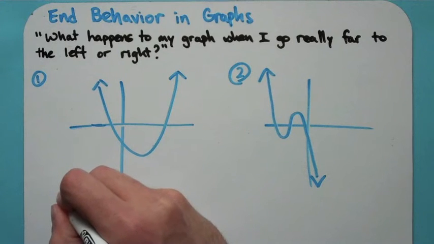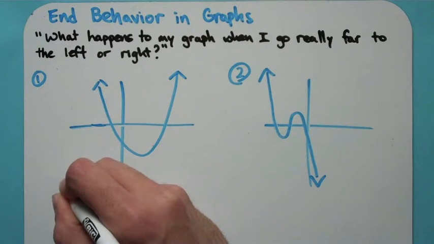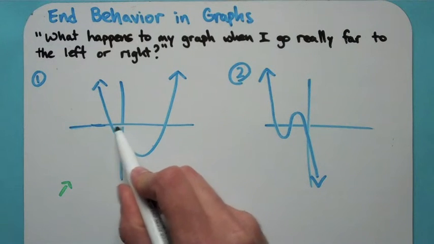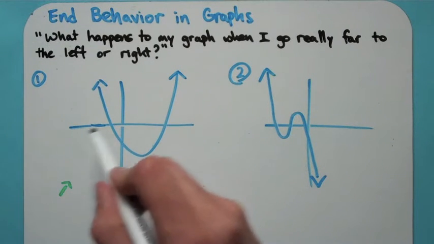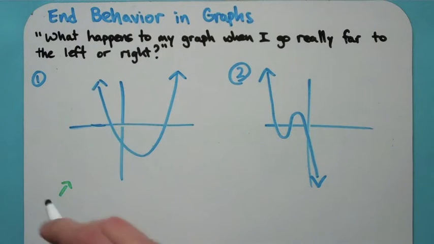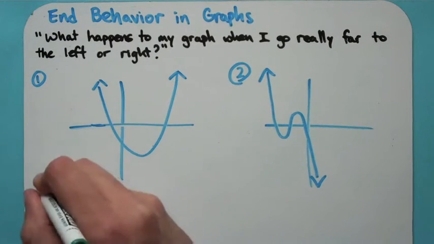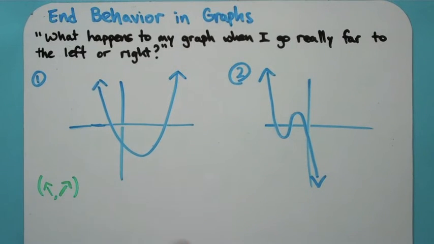So I'm going to show this two ways. The first way, I'm going to draw little arrows here, just to refer to the ends of the graph. As we go to the right, the graph goes up, and as we go to the left, you plug in really, really big negative numbers, the graph gets bigger and bigger as well. So I'm going to draw my end behavior with two arrows, and put it in a parenthesis like this. This is not a very official way of writing end behavior, but it's helpful. When you go to the left, the graph goes up. When you go to the right, the graph goes up as well.